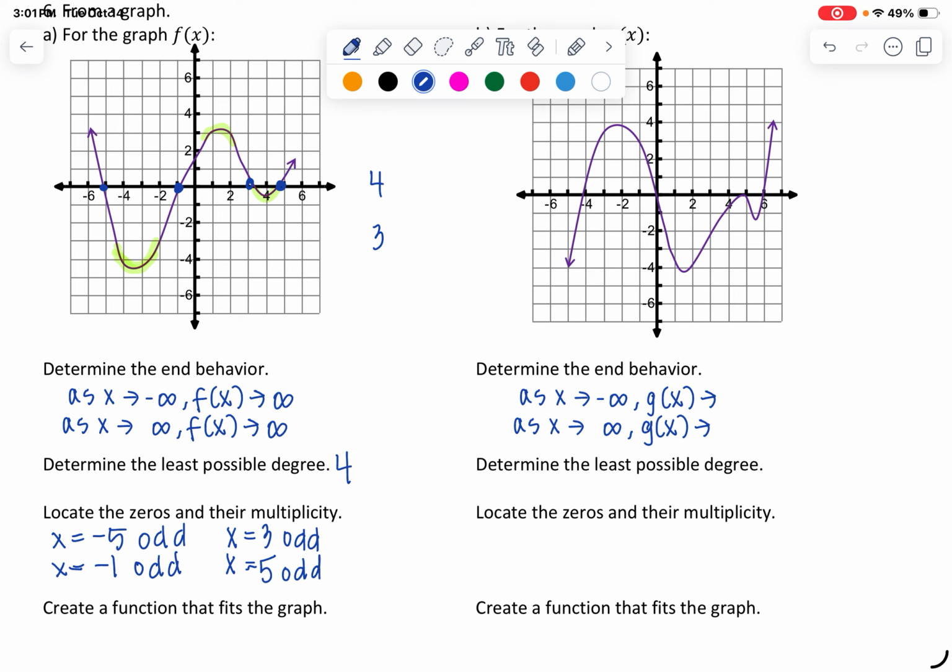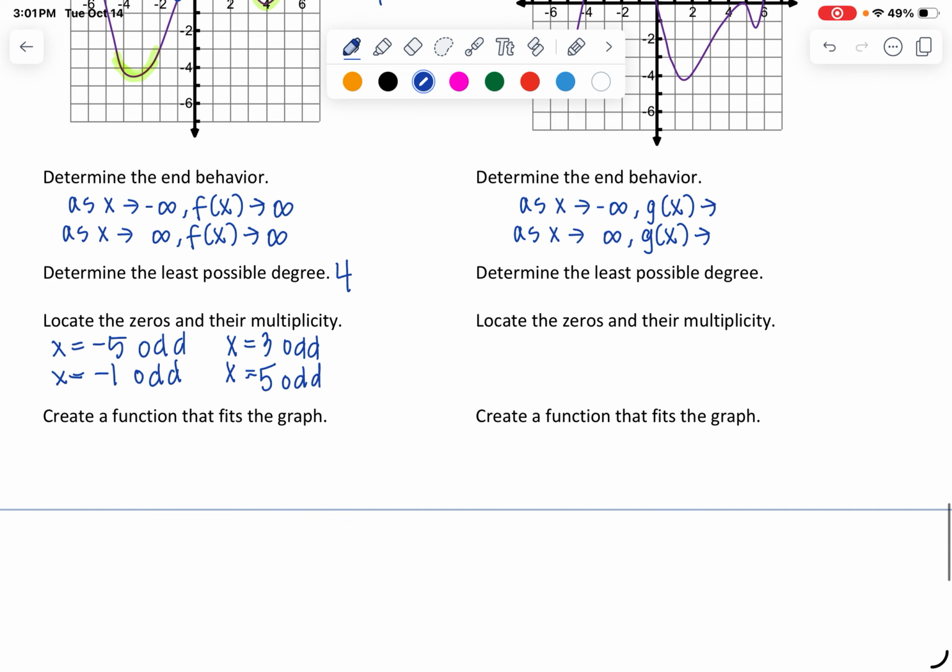All right, so we have to create a function to fit this graph. Now, we can get the factors pretty easily. Y equals, these are our zeros, so x plus 5 is a factor, x plus 1 is a factor, x minus 3 is a factor, x minus 5 is a factor. They all have an odd multiplicity, so I'm going to leave them as 1, 1, 1, 1, okay?